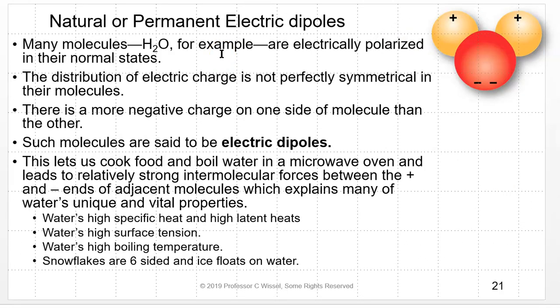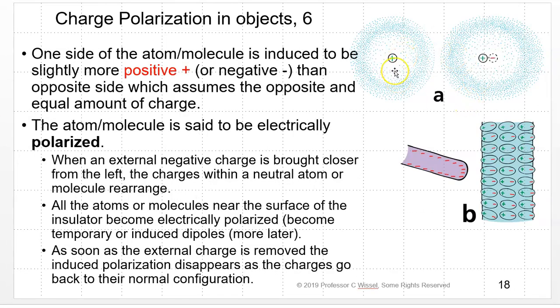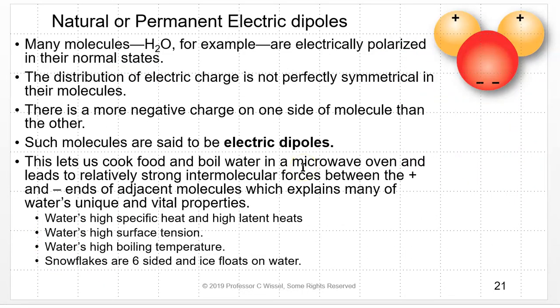Now, many molecules like water, for example, are electrically polarized in their normal state. We were talking about atoms or molecules that are not normally polarized. Here we have natural or permanent electric dipoles. The distribution of electric charge is not perfectly symmetrical in these molecules, and you can see that here.